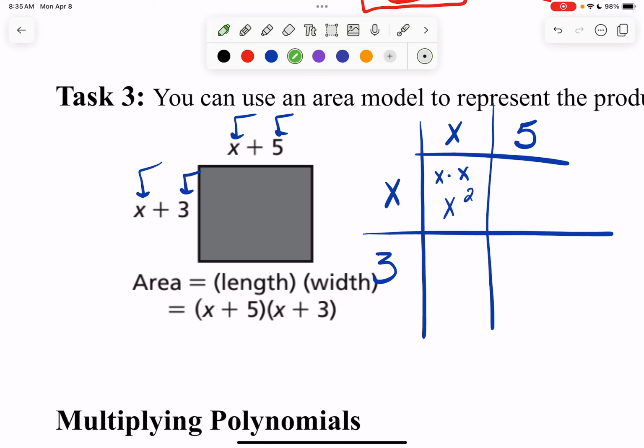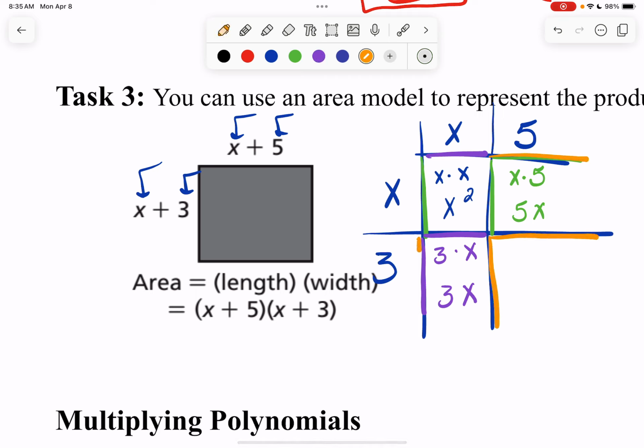Now the area inside this piece: this length is x long because it's the same as that one. This length is 5, so this would be x times 5, which we tend to write as 5x. Now this side is 3, and this length is x, so this would be 3 times x, which we again write as 3x. And then this last one, this one's 5, this one's 3, so this would be 5 times 3, which is 15.